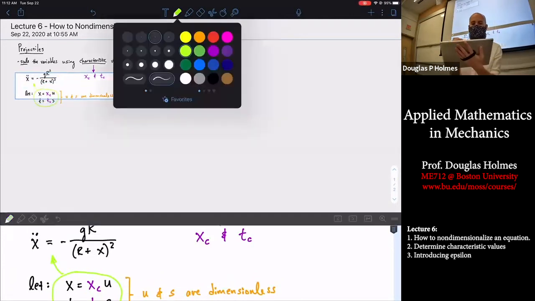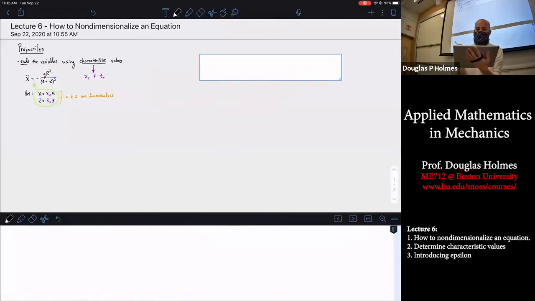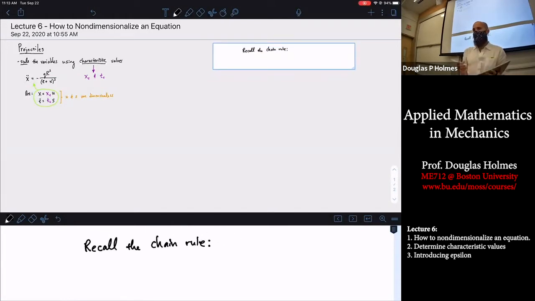And the reason for that is because in order to insert those into there, we have to recognize that we are taking derivatives of our variables. And so in order to take derivatives of our variables, we also need to take derivatives of our new variables. And so we need to recall the chain rule. So I'll put that over here. I'm going to do this one out, but we'll do another problem in this class today where I'll have you go through this on your own. So we have to take a second derivative of space with respect to time.